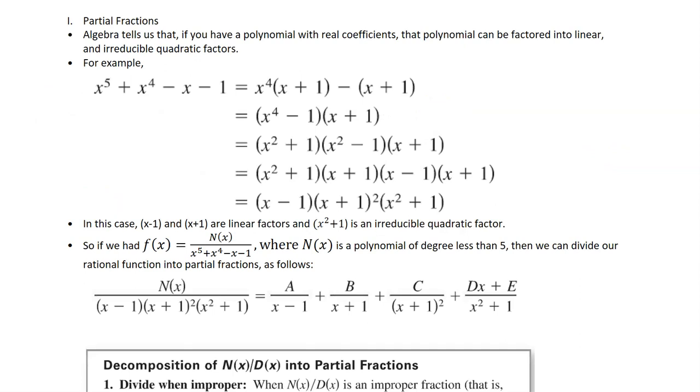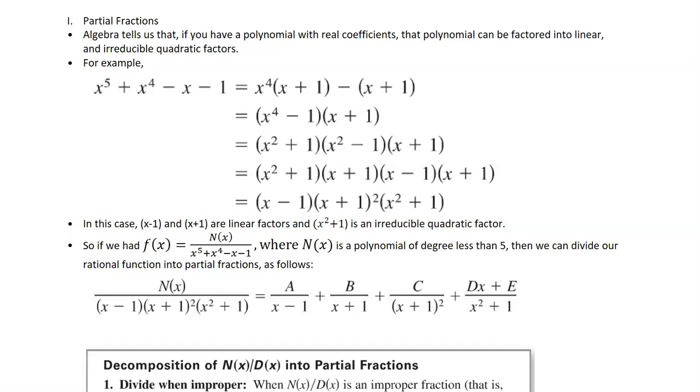then that polynomial can be factored into linear and irreducible quadratic factors. So what that means is something like x to the 5th plus x to the 4th minus x minus 1, that's a polynomial of degree 5 with all real coefficients, can be written as x minus 1 times x plus 1 squared times x squared plus 1. These two factors are linear, and this one is an irreducible quadratic, meaning that it can't be factored any further.